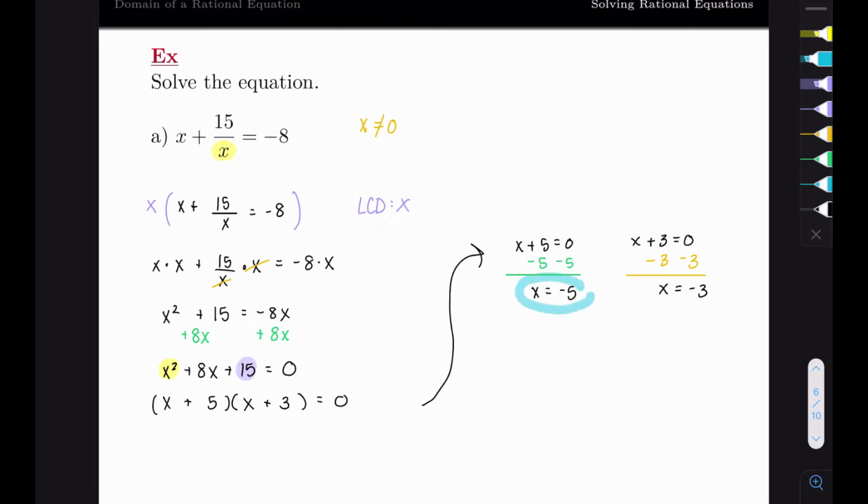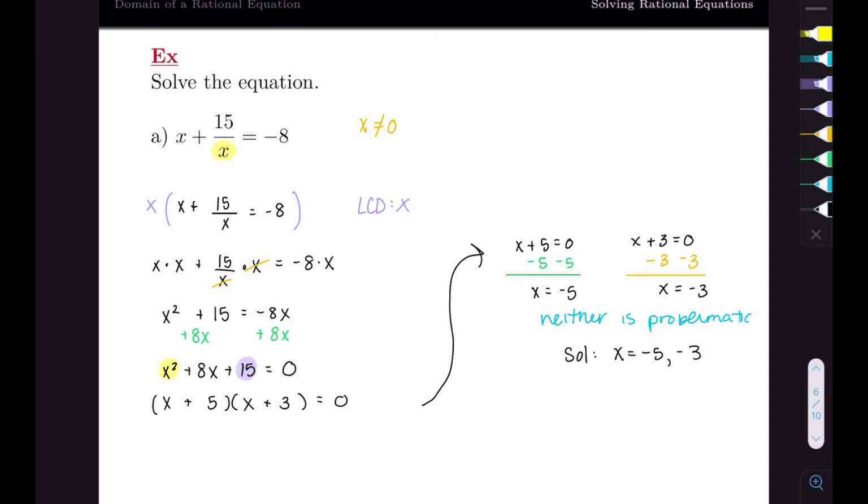So looking at both of these solutions, they are not a problematic number. And that is great. That's all we wanted to check. So since neither is problematic, we have two solutions. X can equal negative 5 or it can equal negative 3.